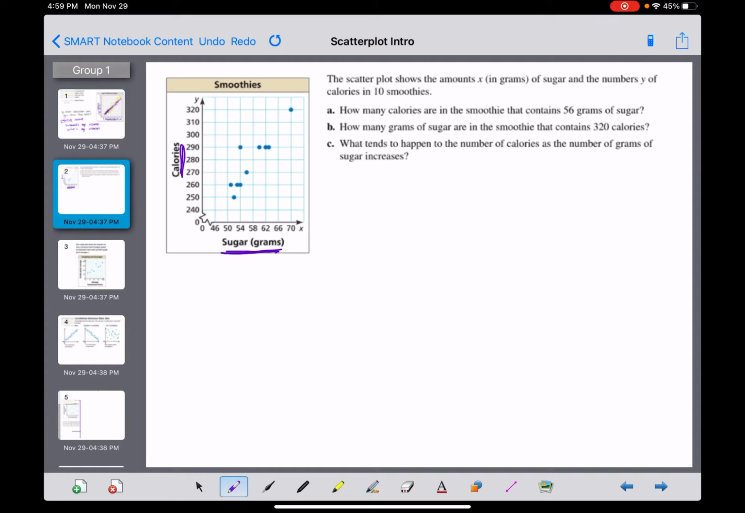So question A asks, how many calories are in a smoothie that contains 56 grams of sugar? So we're basically reading the plot. So if I go over to 56, that's in between 54 and 58, I'm going to find my data point that lies on 56. So there's my coordinate, and it's asking how many calories are in that specific smoothie, and there are 270 calories in that smoothie.